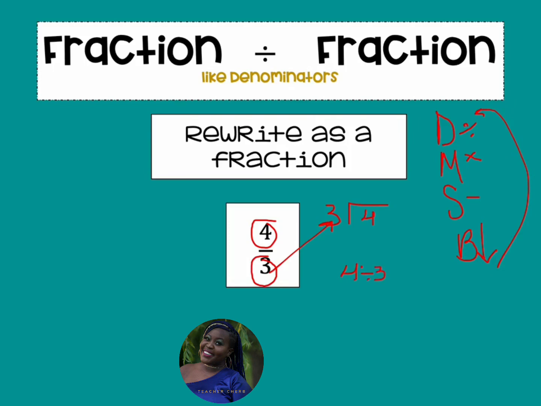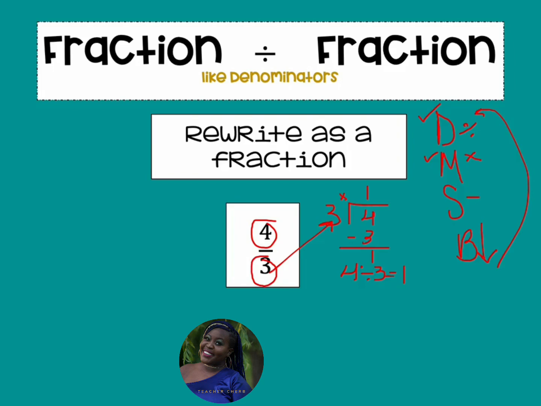How many times can 3 go into 4? We know that it goes one time and it also leaves a remainder. But let's work step by step. You divide, and then 3 times 1, that's where our multiplication comes in, is equal to 3, and we have 1 in our remainder.